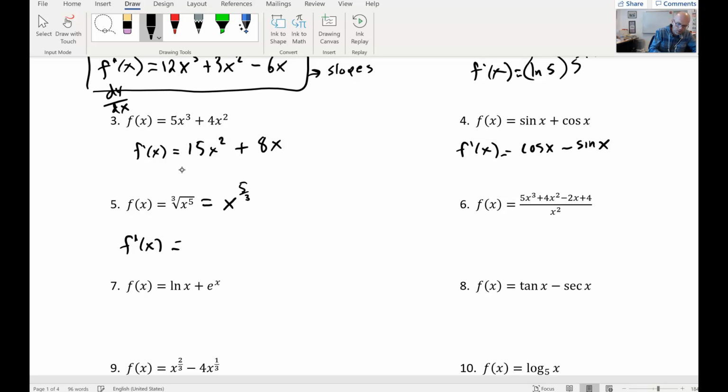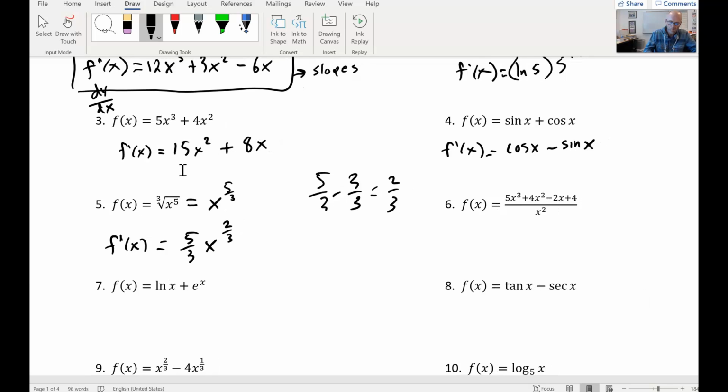So then when I take the derivative, I get 5/3 times x. Drop the power by 1. So 5/3 minus 1 would be 2/3, right? Because 5/3 minus 3/3, that's the same thing as 1, would be 2/3. Okay? And then we'd multiply that by the derivative of x, which is 1. dx/dx is 1. Okay?